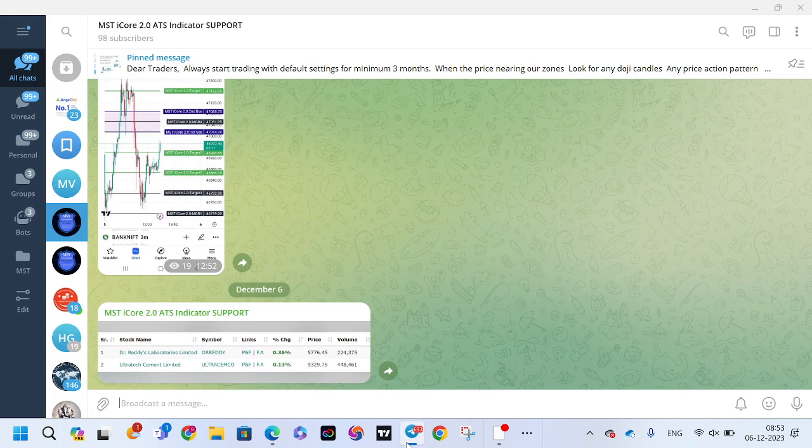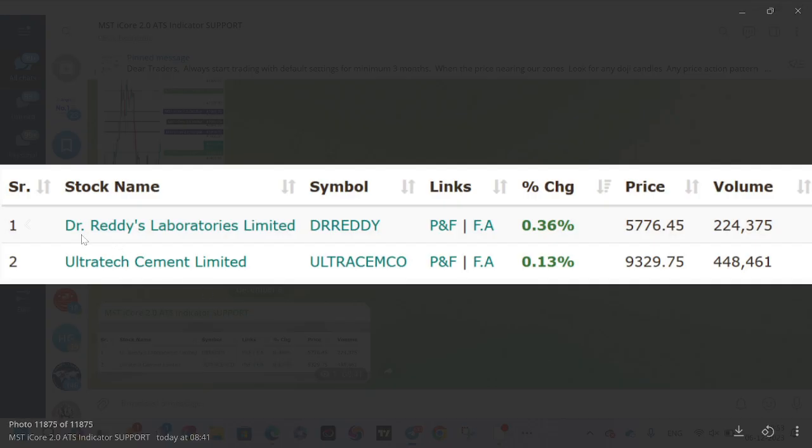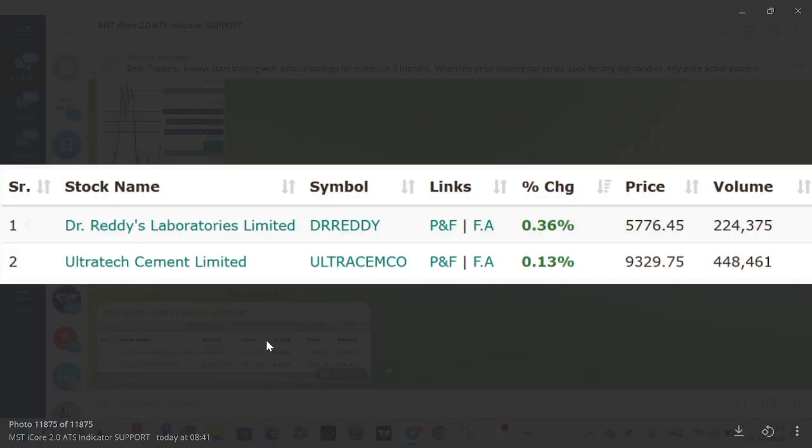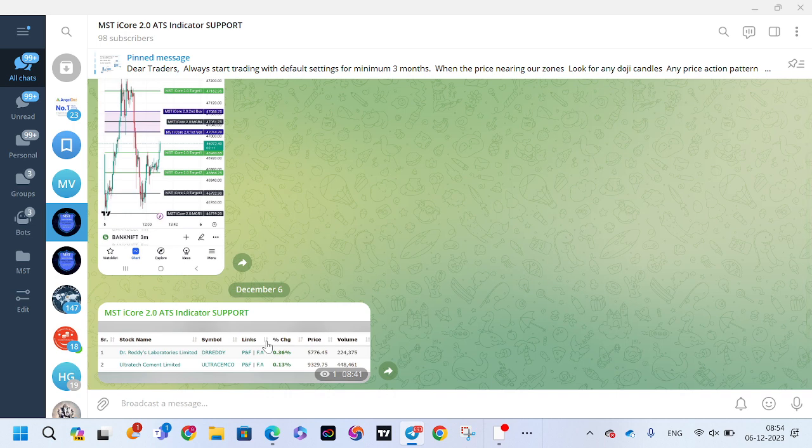And one more thing for today, what we are going to trade today: Dr. Reddy and Ultratech Cement, both are having prices more than 5000. This is 5776 and this is 9329. So if you want to trade such stocks, you take only 50 quantity or 100 quantity maximum, and try to book 5 to 10 points. If it is a stock less than 500 rupees, then you can take 1000 shares and you can book 1 to 2 points. Okay, so these are the points I have today.